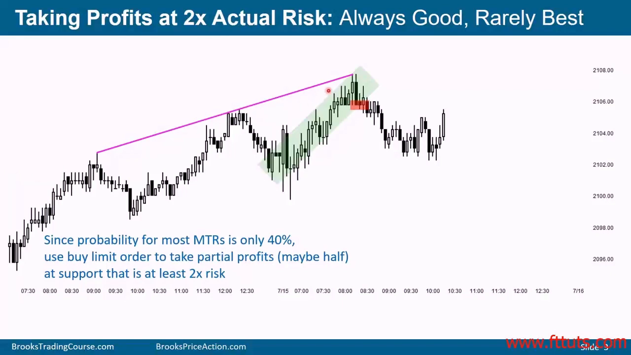Remember, most major trend reversals only have about a 40% chance of a swing profit. And it's always reasonable to take partial profits using limit orders at support. And one support would be 2 times actual risk. Again, actual risk is from your entry price to above the high of the pullback. And this would be around 2 times actual risk.